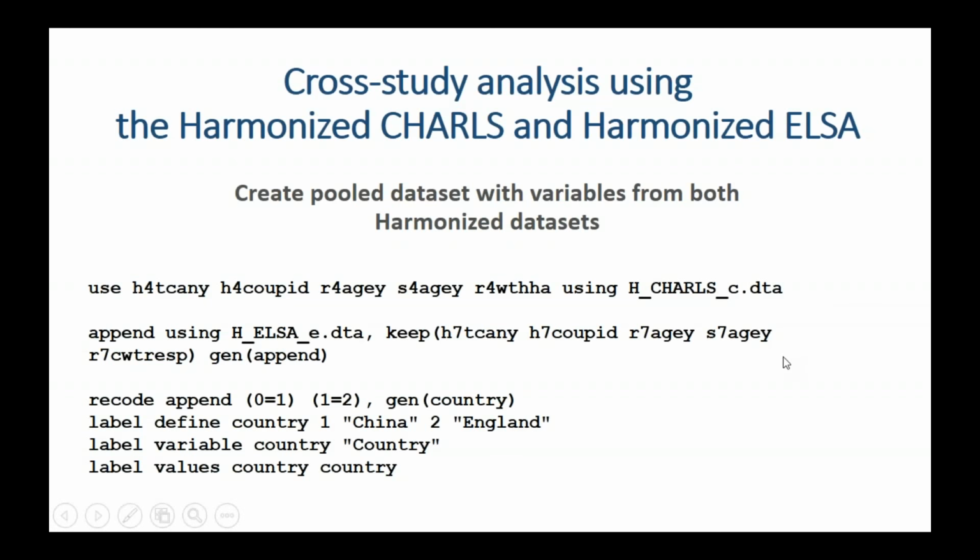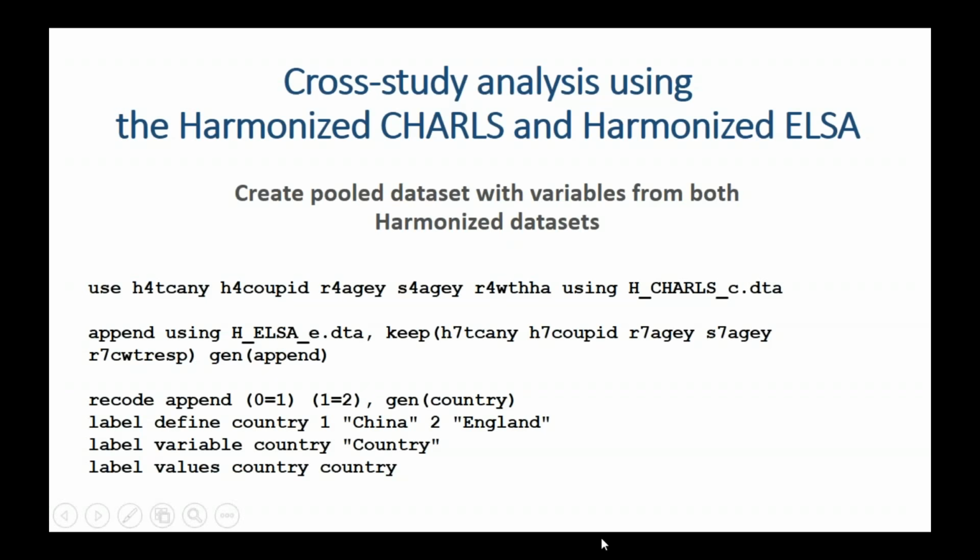Another way to do this would be to bring in every variable from the Harmonized Charles and every variable from the Harmonized ELSA. There are a few reasons you might not want to do this. One could be, depending on your version of Stata or whatever statistical analysis package you use, they might limit the number of variables that you can use at one time. So here we're just going to bring in those variables that we use. This will also keep you from running out of memory on your machine. This is a best practice, although you could just throw in all the variables if you wanted.